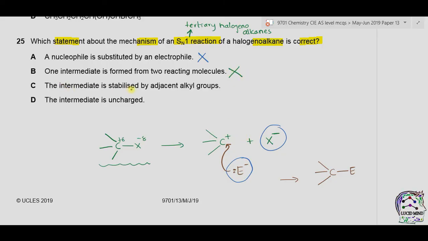C, the intermediate is stabilized by adjacent alkyl groups. Now we can see that this carbocation is stabilized by these 3 alkyl groups because alkyl groups are actually electron donating in nature, and due to positive inductive effect it stabilizes the carbocation that is positive. So C is correct. D, the intermediate is uncharged. As we can see that there is positive charge present on the intermediate, so therefore D is also incorrect. Correct answer is therefore C.